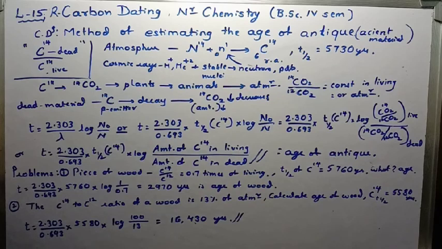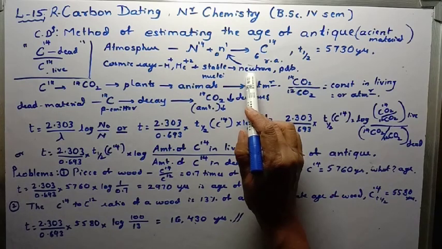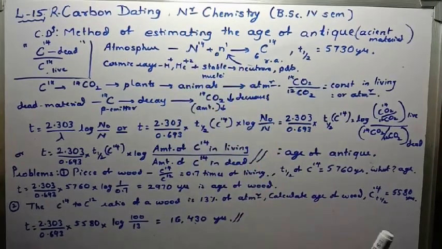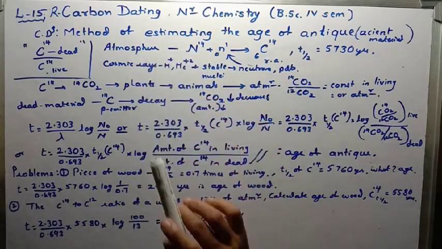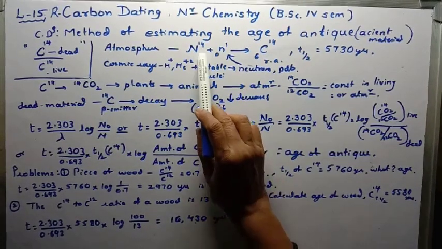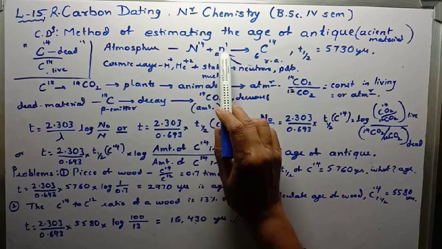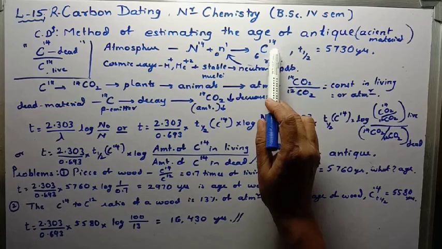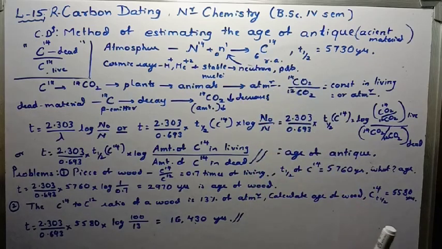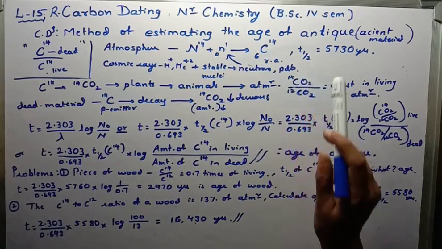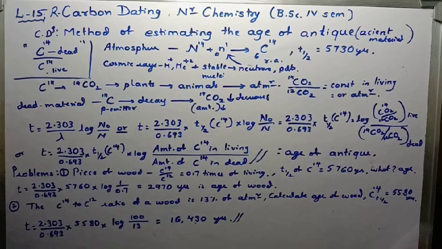Such neutrons, when they interact with the N14 present in the upper atmosphere, give radioactive C14. That is, N14 in the upper atmosphere reacts with the neutrons and thereby produces C14, that is radioactive carbon, which is a beta emitter and has a half-life of nearly 5730 years.